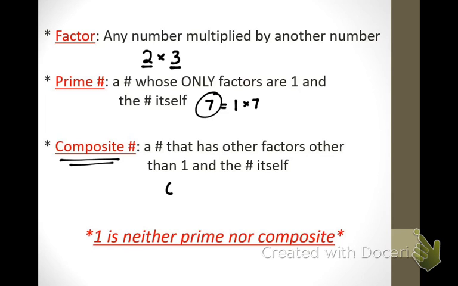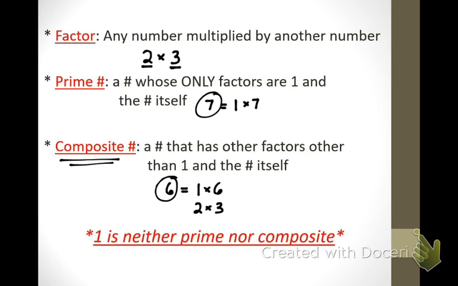So let's think about the number 6. We could say that 1 times 6 equals 6. What other numbers could you multiply together and it would also equal a 6? Asia? 2 times what? 2 times 3, okay? So that makes the number 6 a composite number because it has other factors other than 1 and the number itself, okay?